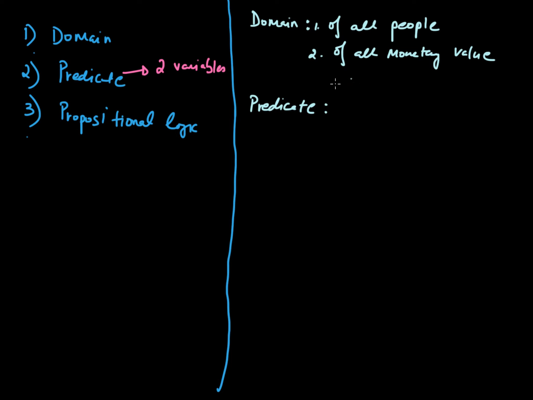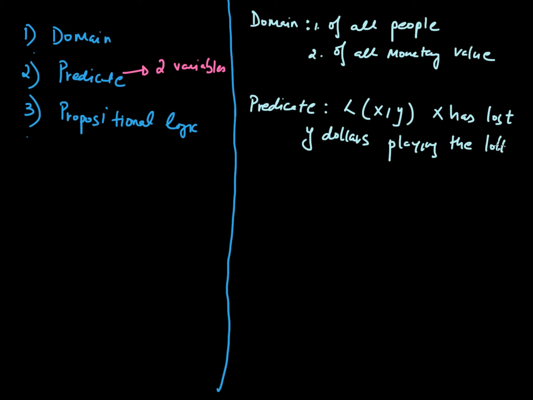My predicate here is, let's have a predicate L of x comma y, and I'm going to define this. It's really important that you define your actual predicate, and the definition here is that x has lost y dollars playing the lottery. So you must clearly define your predicate. My predicate here is L, and the way it is interpreted is that x has lost y dollars playing the lottery. Okay, and now the actual solution.